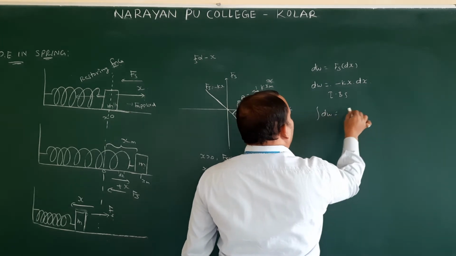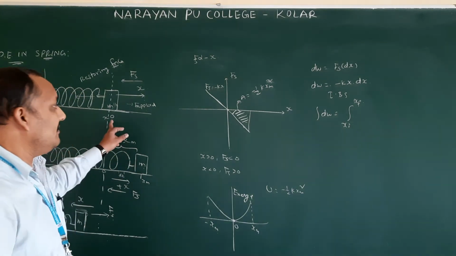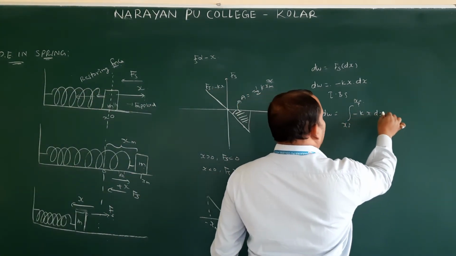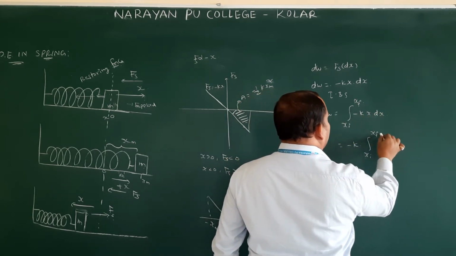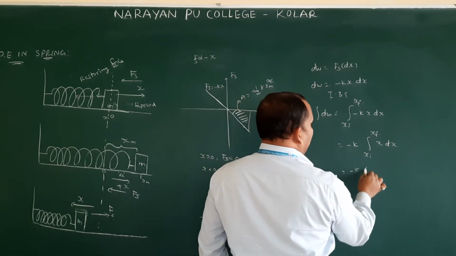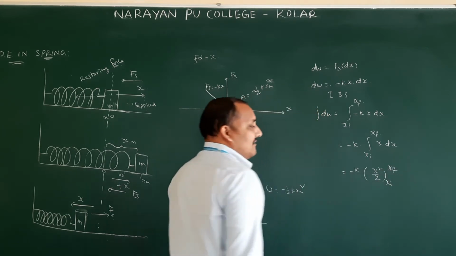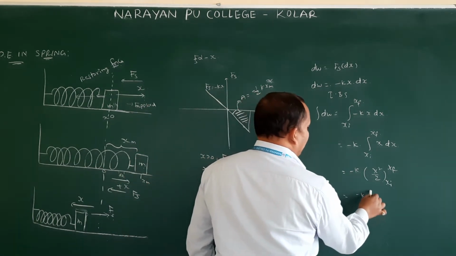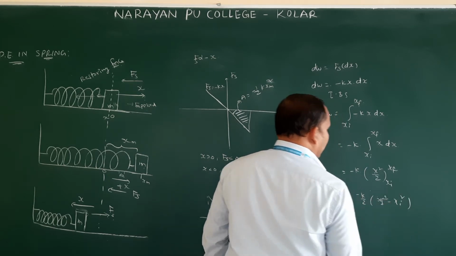Integral dw is equal to integral from xi to xf. This equation we derived, 0 to x, initial position to final position, minus Kx dx. Both are the same only. So minus k into integral xi to xf x dx. Integral x dx we already gave. Actually this is not required, I am just giving it because whenever it comes in competitive exams, it will be helpful. So minus k by 2 into xf square minus xi square.